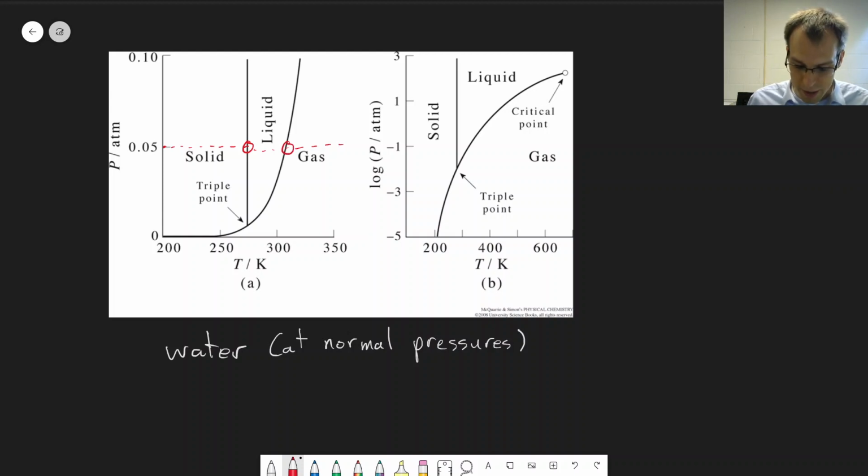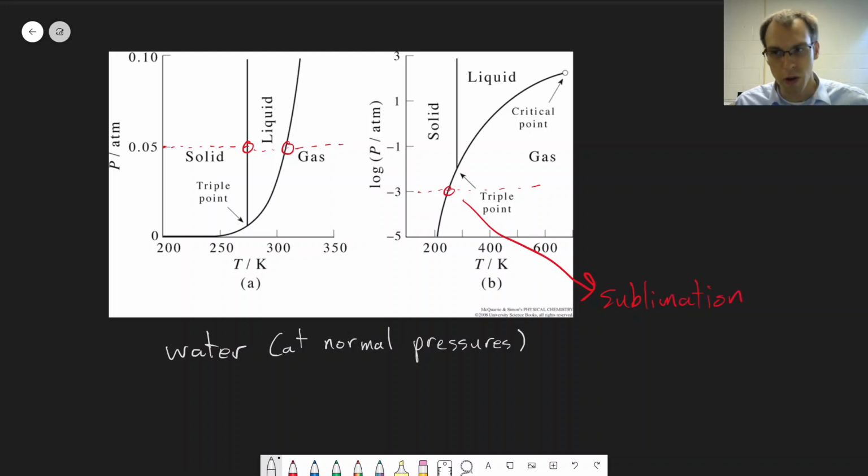If we have a substance where we're below the triple point here, I'm going to go over to the log graph to make this a little bit clearer to see at very low pressures. If the pressure is below the triple point, we won't ever reach the liquid phase, right? And so we have a transition here that's sublimation, where we go directly from solid to gas.